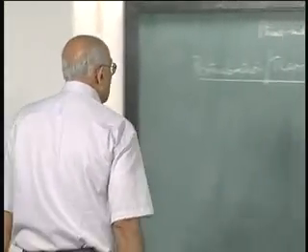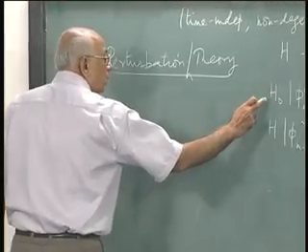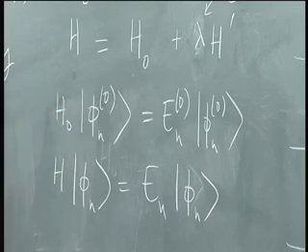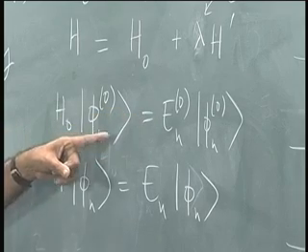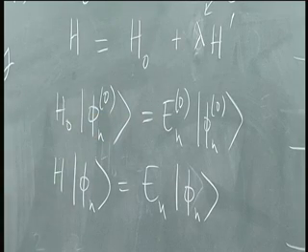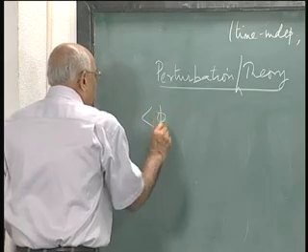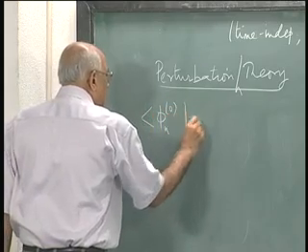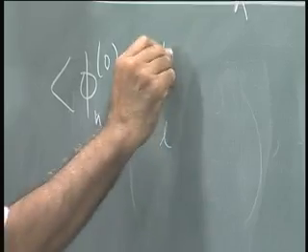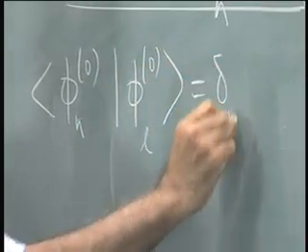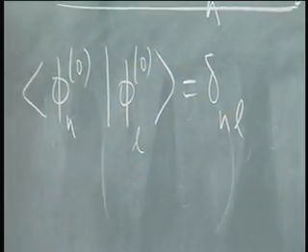Now we are going to impose normalization, so I am going to assume that this forms a complete set of states in the space. So these original eigenfunctions form a complete set of states and form an orthonormal basis. So certainly I am going to assume that the inner product of phi_n^0 and phi_l^0 equals delta_nl, they are orthonormalized.